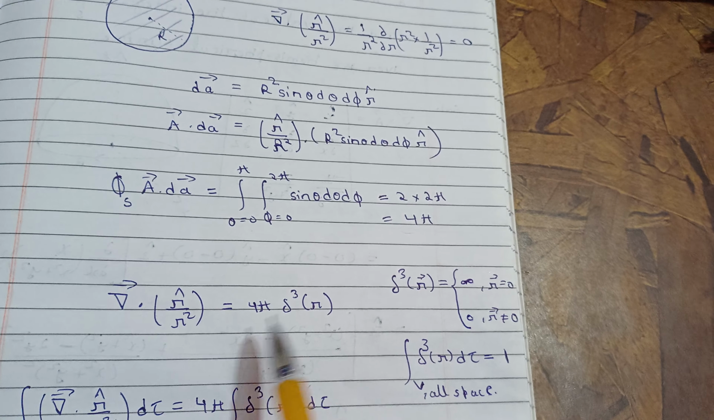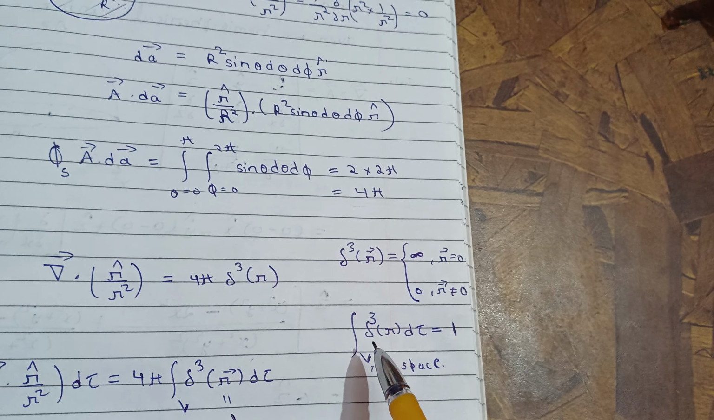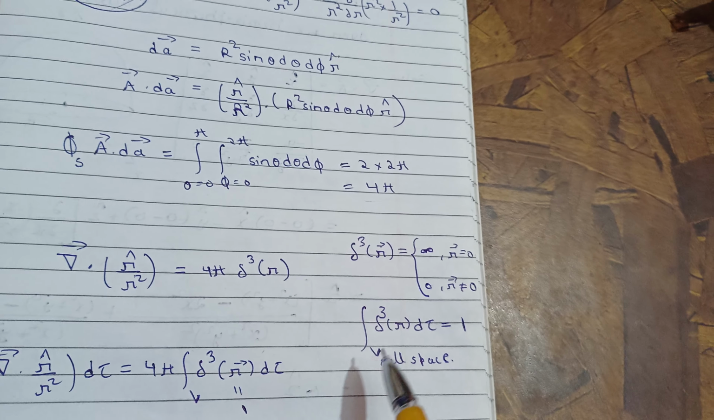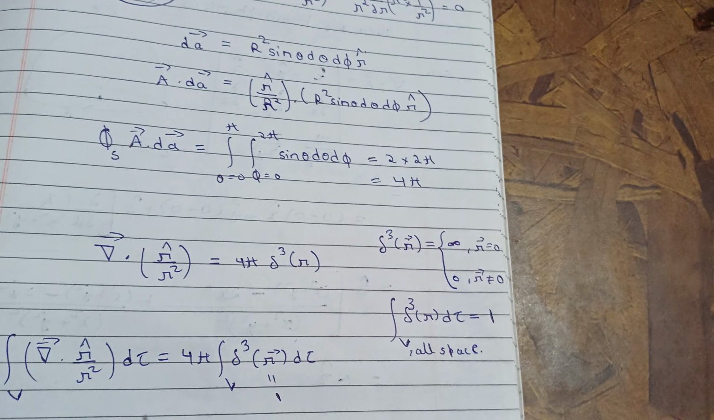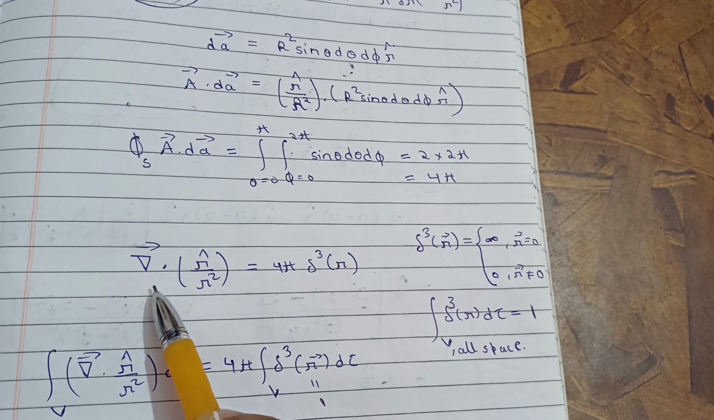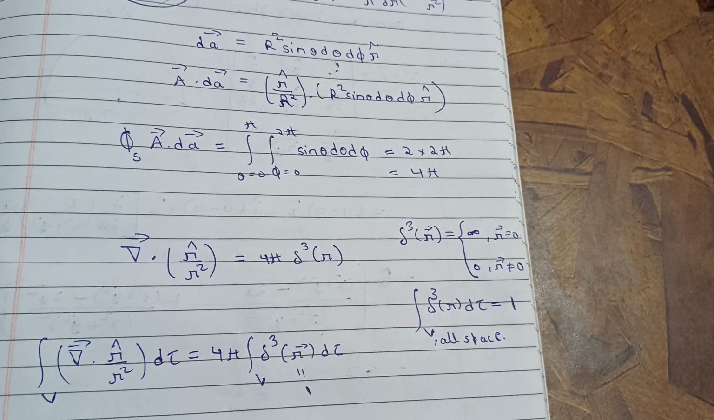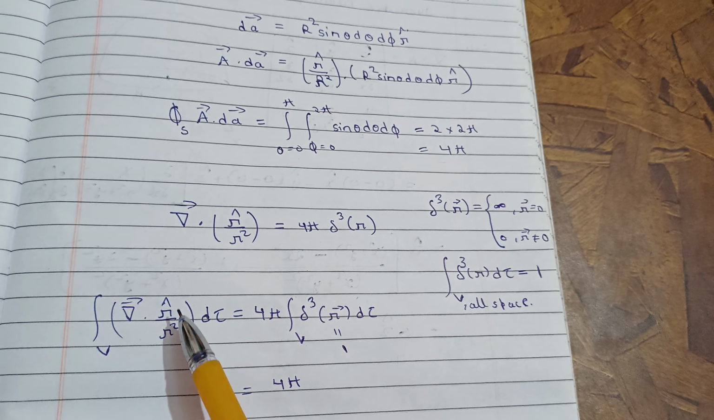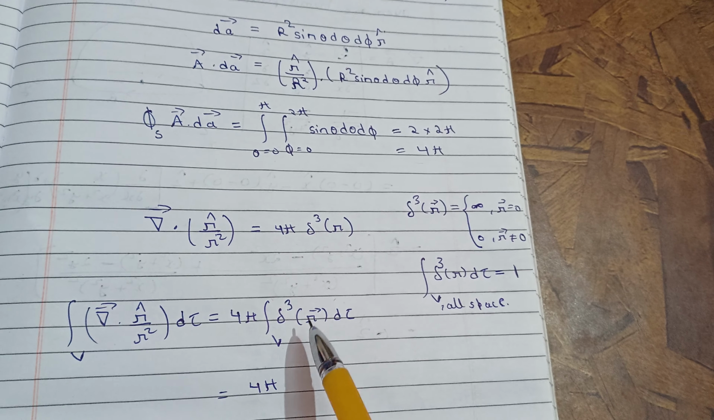For r equal to 0 this will give you 4 pi, and for the complete space the integral of del cube r d tau will give you 1, just like for a line element, the integral of del r dl will give you 1 for the particular point at which the Dirac delta function is defined. You know about this. So we use this many times. Now the integral of del dot r cap divided by r square d tau will be equal to the integral of 4 pi del cube r d tau.